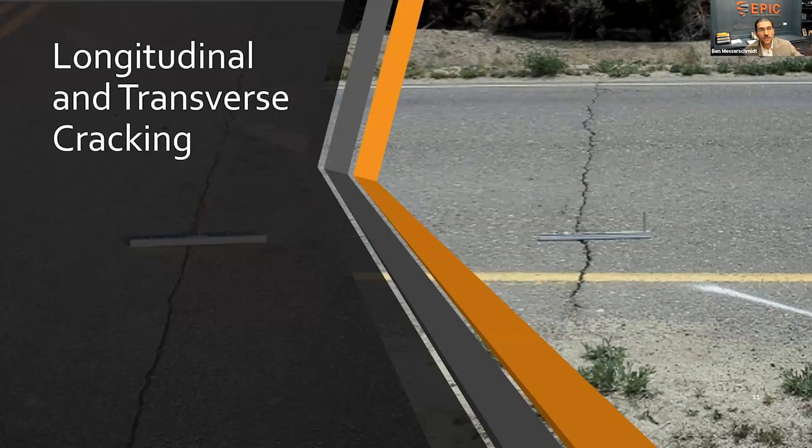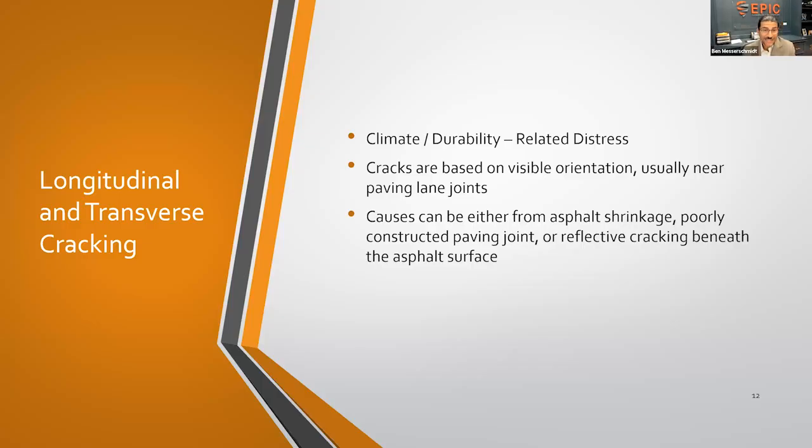And then you have longitudinal and transverse cracking. Longitudinal and transverse cracking is very straightforward, the same way as every other type of cracking that we've discussed so far. Whether it's running parallel to the actual center line, or perpendicular to the center line, as you see on either side of this image. Again, this is also going to be climate and durability based. It's really just based on visual orientation, and usually at the paving lane joints.